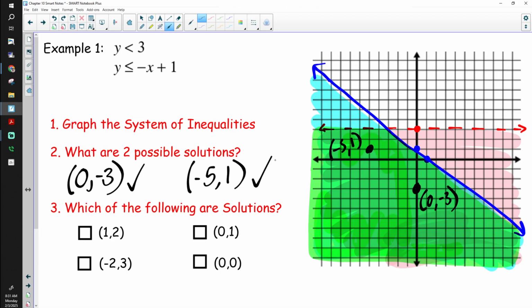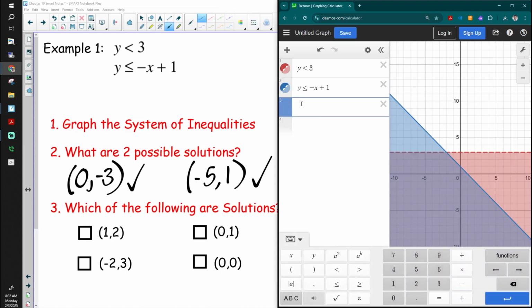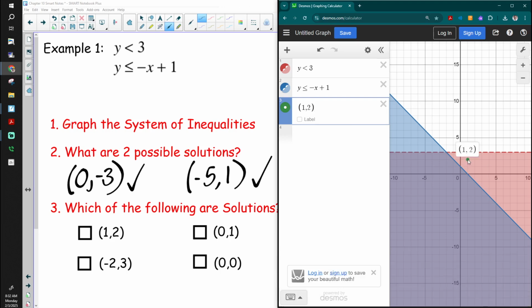Okay, now let's check these. Go on your graph and plot the point 1, 2. I'm going to pull up Desmos for this and put in the point 1, 2. See it right here? Is this a solution? It's in the red, but is it in the blue? No. That is not a solution.